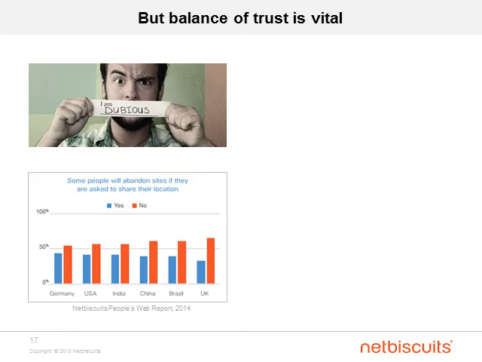However, within that, the balance of trust is absolutely vital. Now, in the world of marketing, gaining and keeping trust is a hard balancing act. And here's an example. If you ask people whether they would abandon a site if it asks for location information, a large proportion will say that yes, they would. It's not quite 50-50, but it's a large proportion here nonetheless.